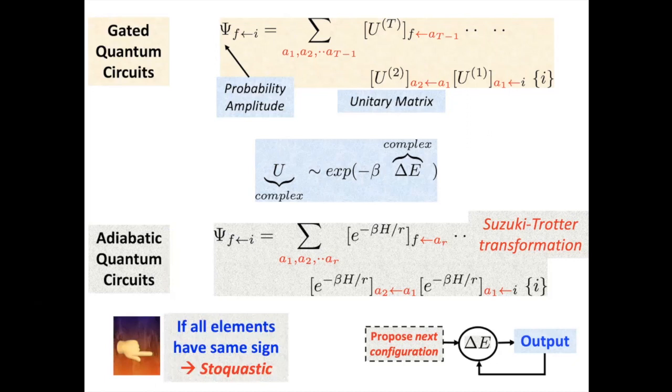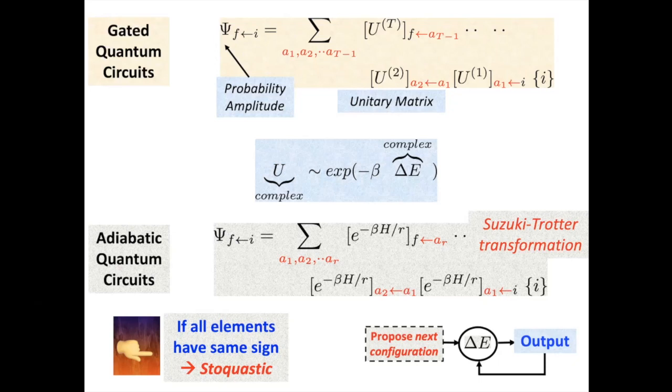Now, here there's an interesting point: in gated quantum computing, usually these quantities are always complex, but in adiabatic quantum computing, often the elements may be real and have the same sign, in which case you refer to this as stochastic problems. So, a combination of stochastic and quantum. And if it's stochastic, then all the paths are positive, and so there is no cancellation issue. And then a probabilistic evaluation should work quite effectively.